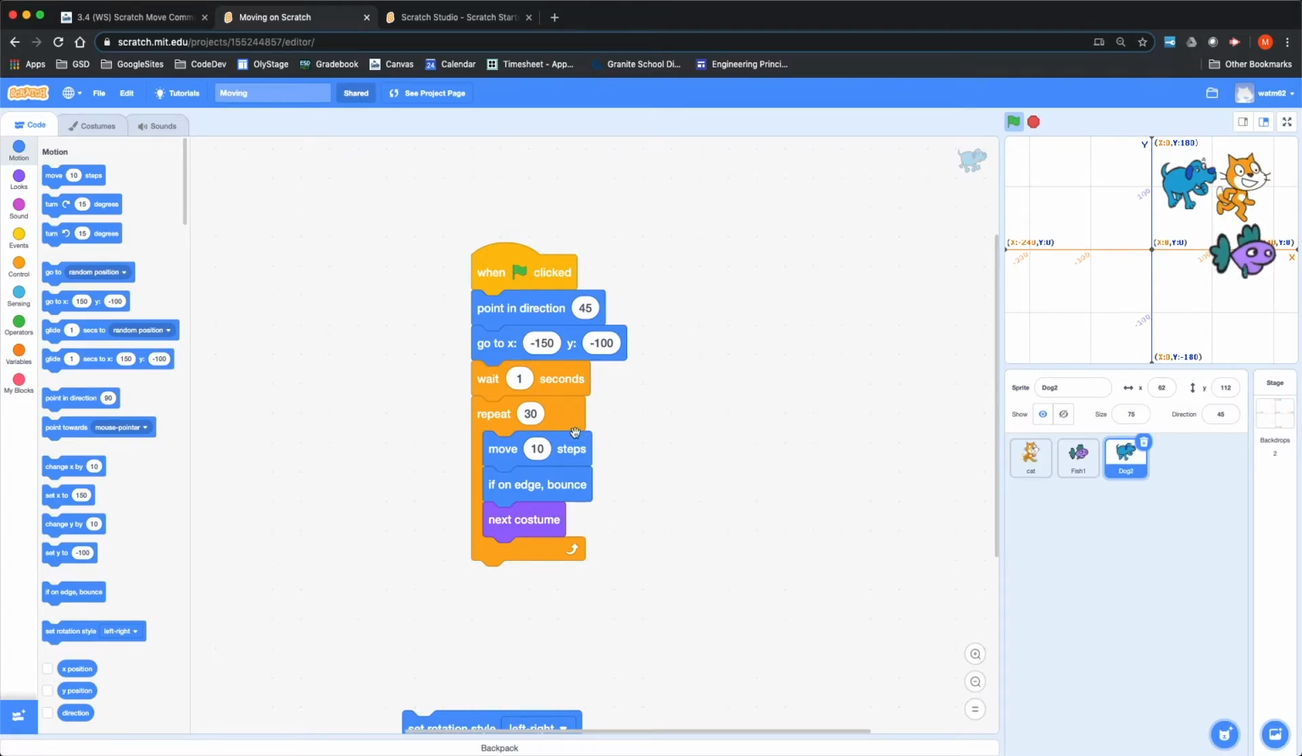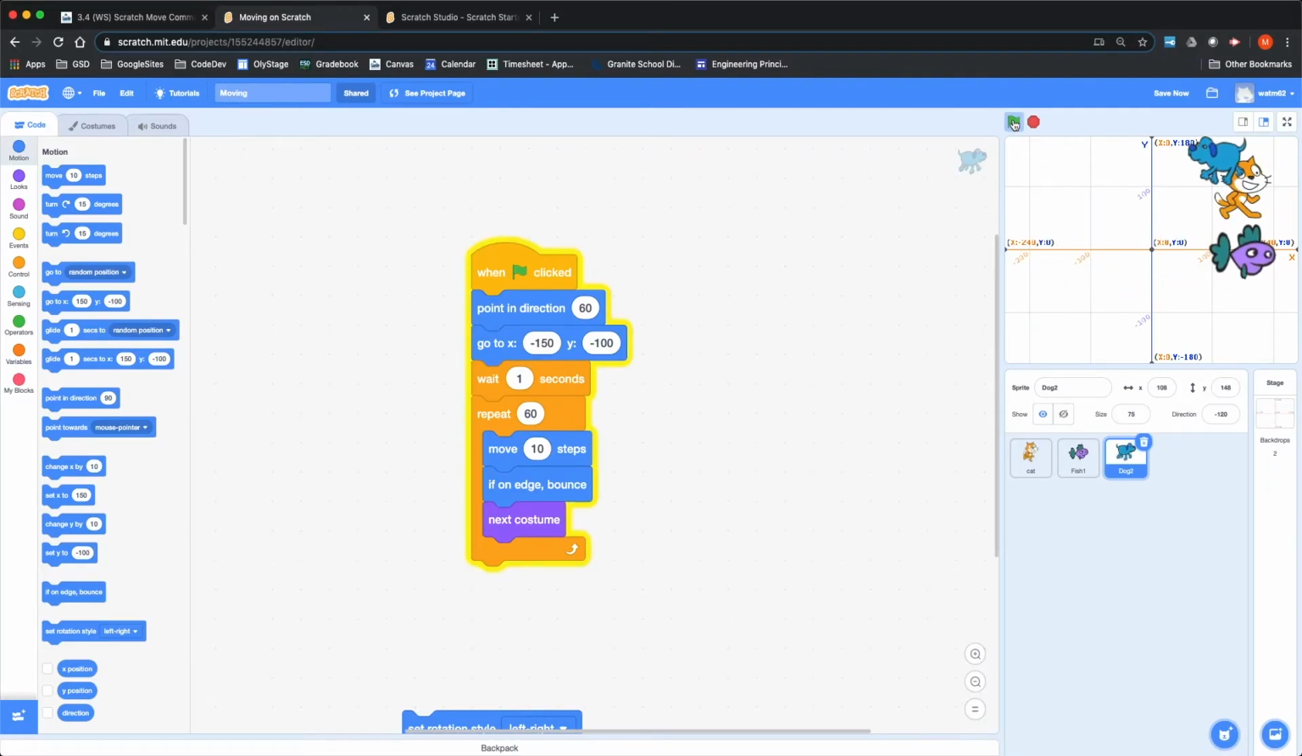We put that move command in a repeat step so it can slowly make it and look like smooth motion. So it slowly makes it across the screen. What happened if we repeated this 60 times? Here's where if on edge, bounce comes into play.